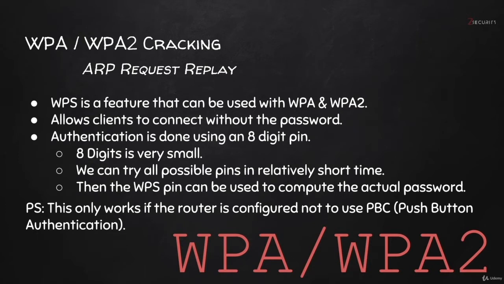This way, the authentication is done using an 8-digit PIN. So you can think of this as a password made up of only numbers, and the length of this password is only 8. So this actually gives us a relatively small list of possible passwords, and we can try all of these possible passwords within a relatively short time. Once we get this PIN, it can be used to recover the actual WPA or WPA2 key. So as you can see, with this method, we are not exploiting WPA or WPA2. We are actually exploiting a feature that can be enabled on these encryptions.